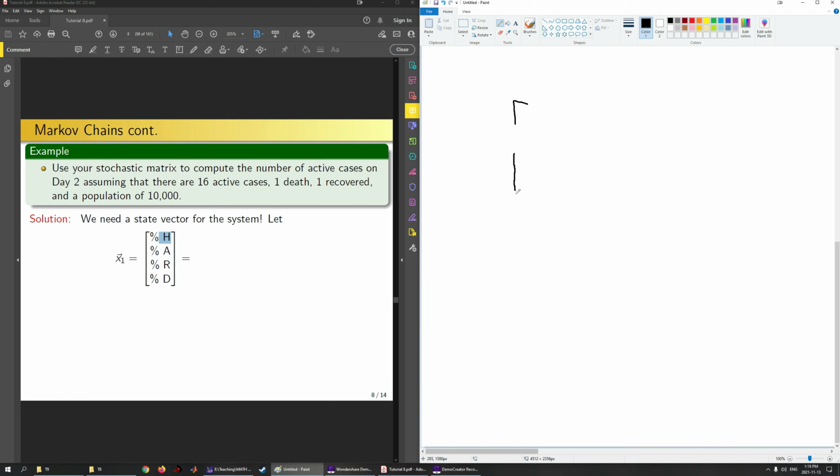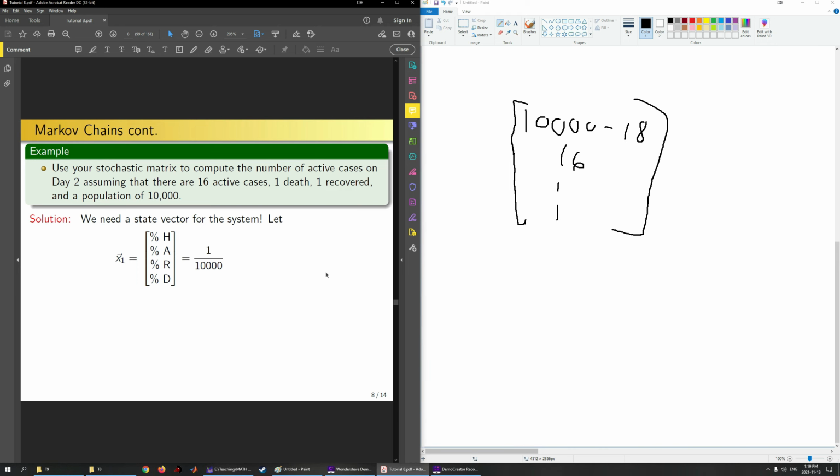Okay, so from here, how do I find these percents? Well, I want to know the percent of people that are healthy, right? So if I put the total number of people that are healthy here, say 100,000 minus the people who are sick, 16 active cases, 1 death, 1 recovered, so minus 18, then this would just be a raw number, right? But I want this to be a percentage. So if I just quickly do this for the rest of them, 16 active cases, these are all numbers. So to turn this into a percent, I divide by the population. So that's what I get here.